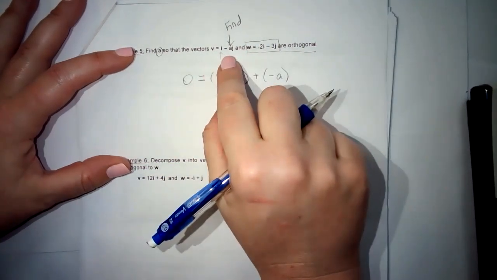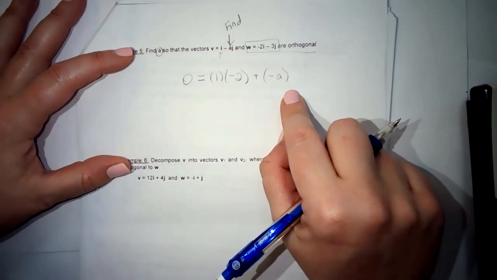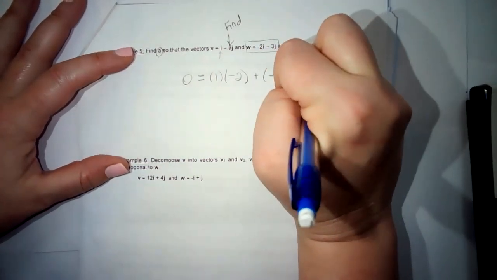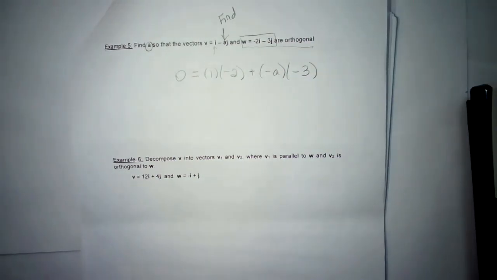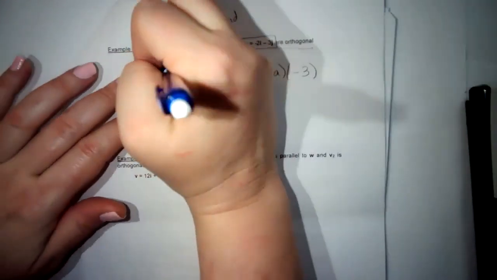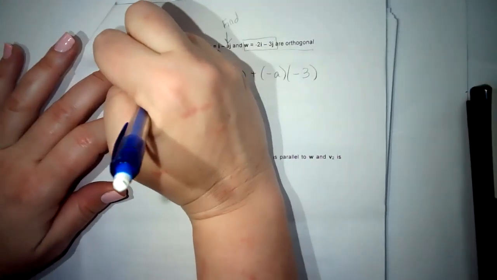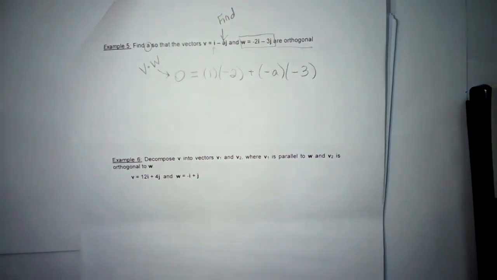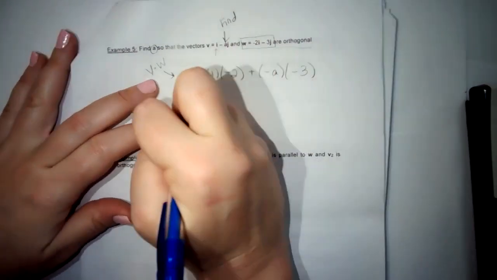If this were plus aj, I would put a positive a. They just use a to hold its place, times the j component. So that's how you're going to set that up. And then you're going to solve for a. Does this setup make sense? This is just replacing the dot product with 0 because we want it to be orthogonal. Is that okay with everybody? Okay, so let's keep going.